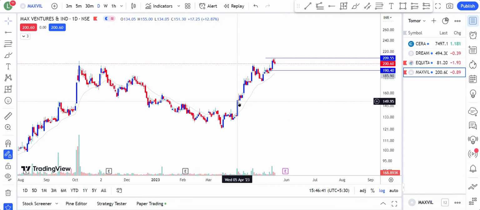Alright guys, these are the stocks, and this was the analysis of Nifty. Precisely how I trade, or how I look at the candles and price action of the Nifty.